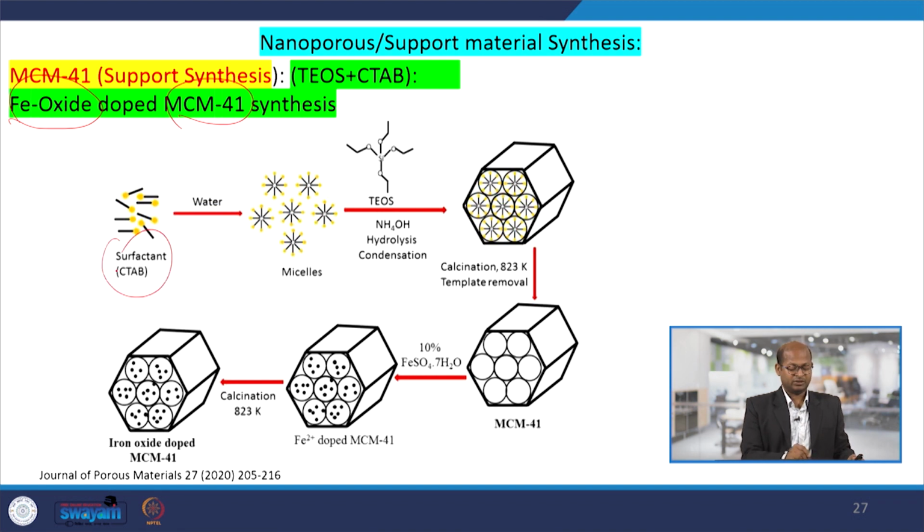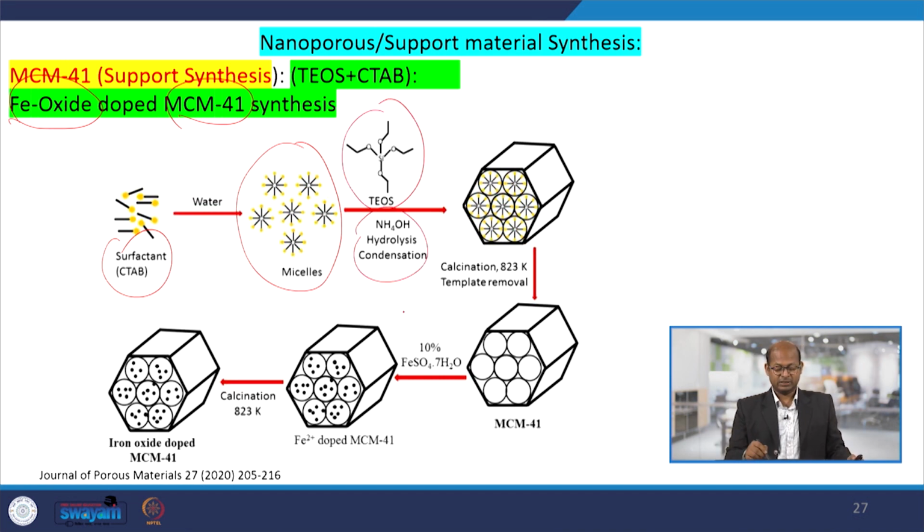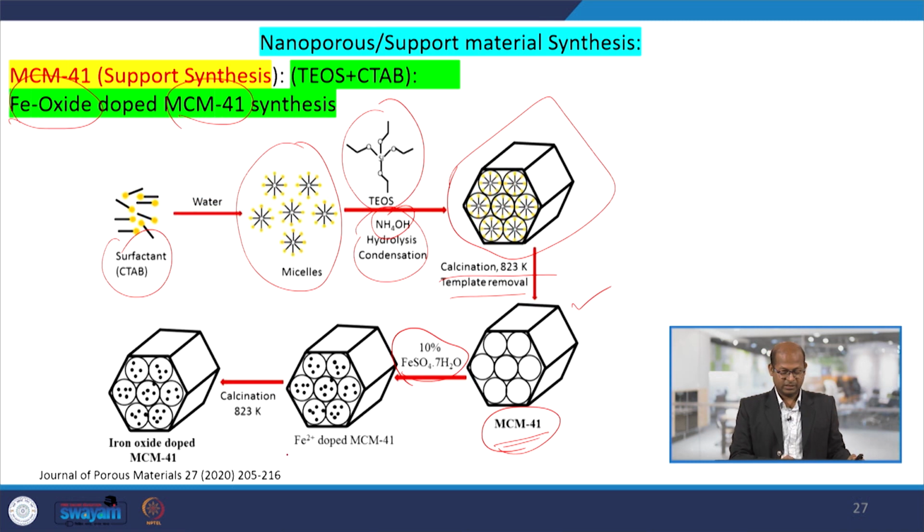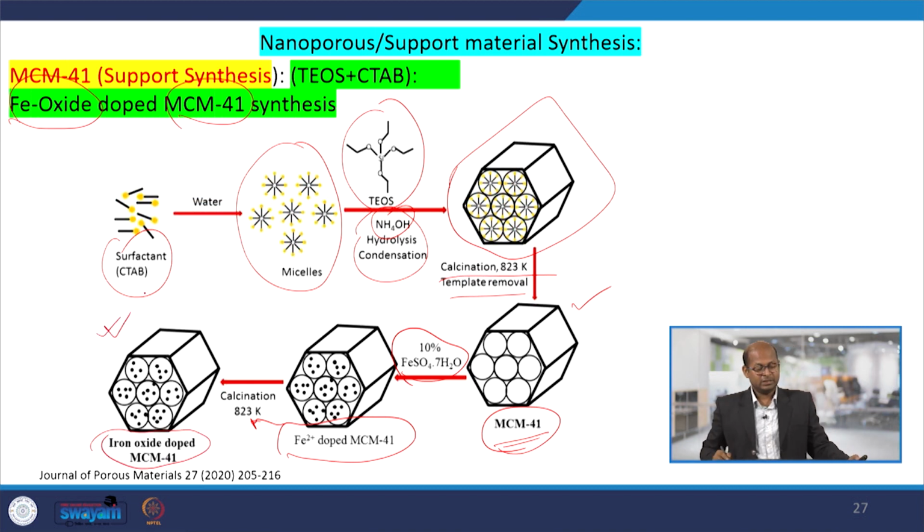First CTAB was used in water, then micelle formation happens, and then TEOS was added for hydrolysis and condensation. Ammonium hydroxide was also used, and then this type of framework or structure forms, and then it is calcined for template removal. So, then MCM-41 forms by these steps. After that an iron precursor was used with this material, and then iron doped MCM formation happened, and it is calcined to make iron doped MCM-41. This way we can synthesize metal doped MCM-41 also.